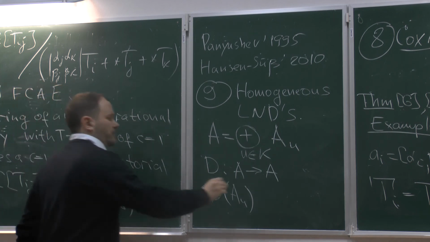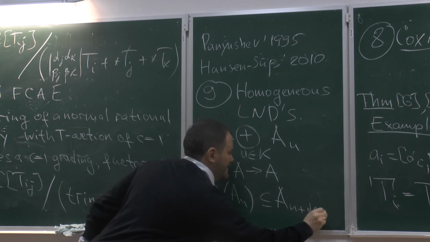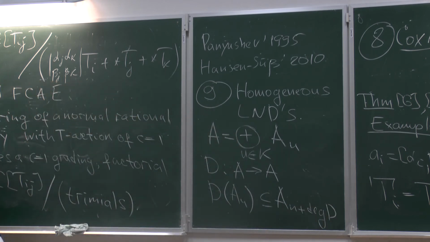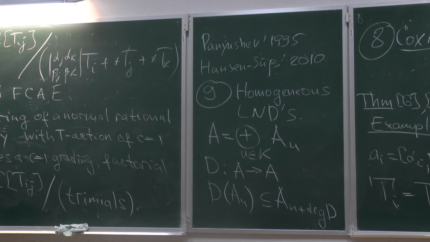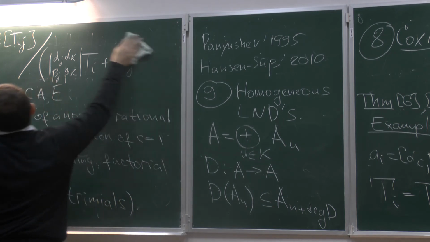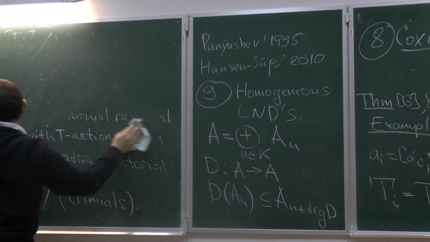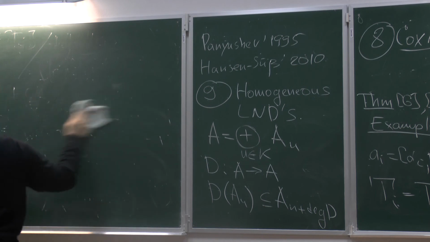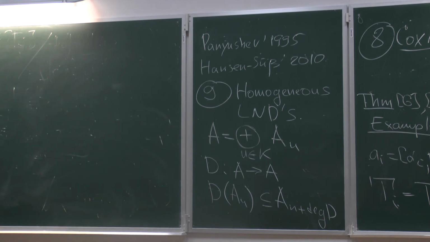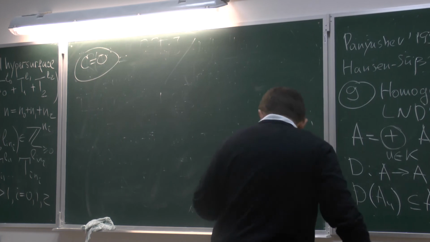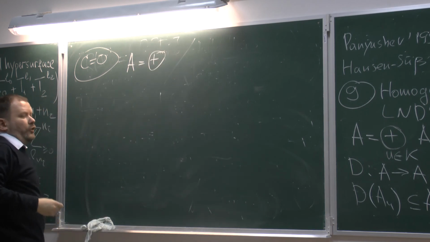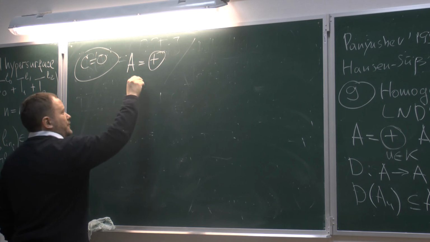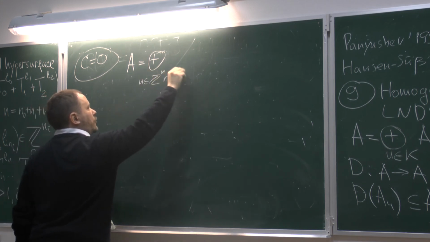Locally nilpotent means that any element is annihilated by an appropriate power of D, and you assume that this is homogeneous, meaning that any homogeneous element goes to a homogeneous one. This is equivalent to a shifting of components: the image of any homogeneous component is contained in another homogeneous component, and the shift doesn't depend on u. This is some element which I call the degree of this derivation.